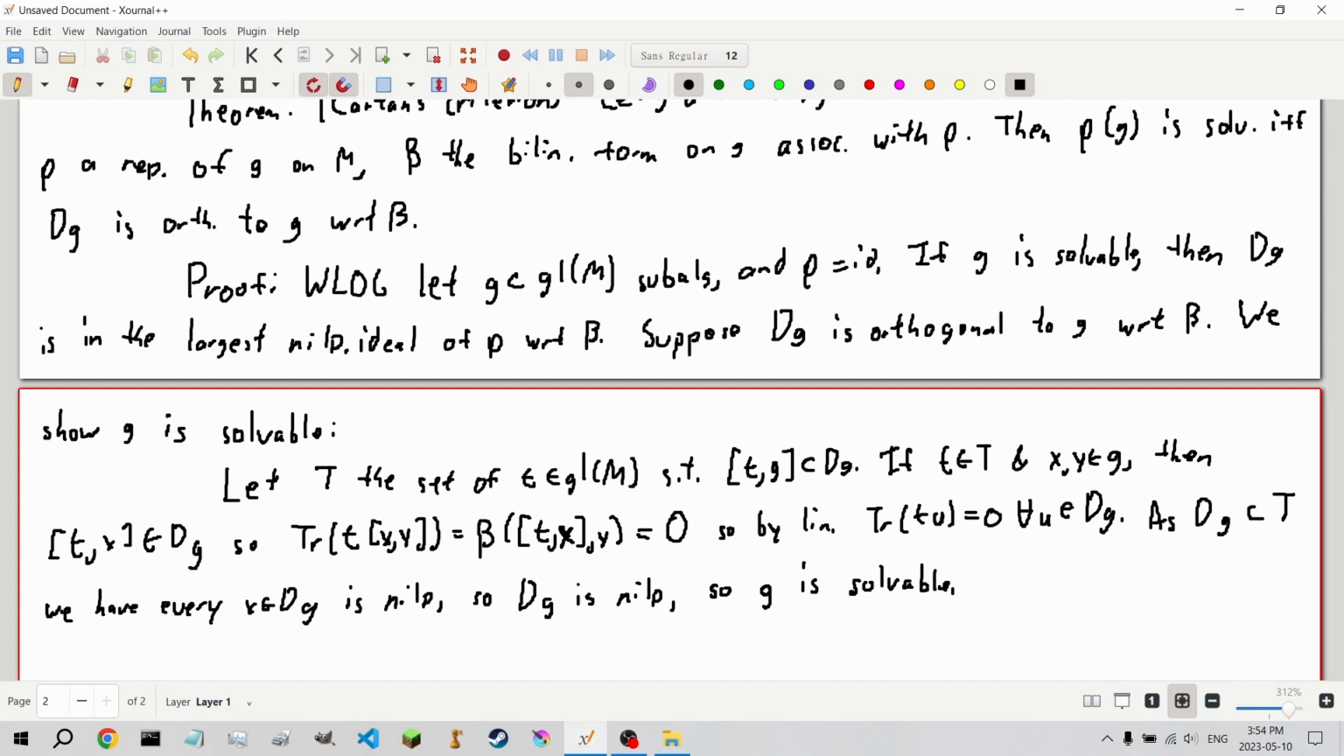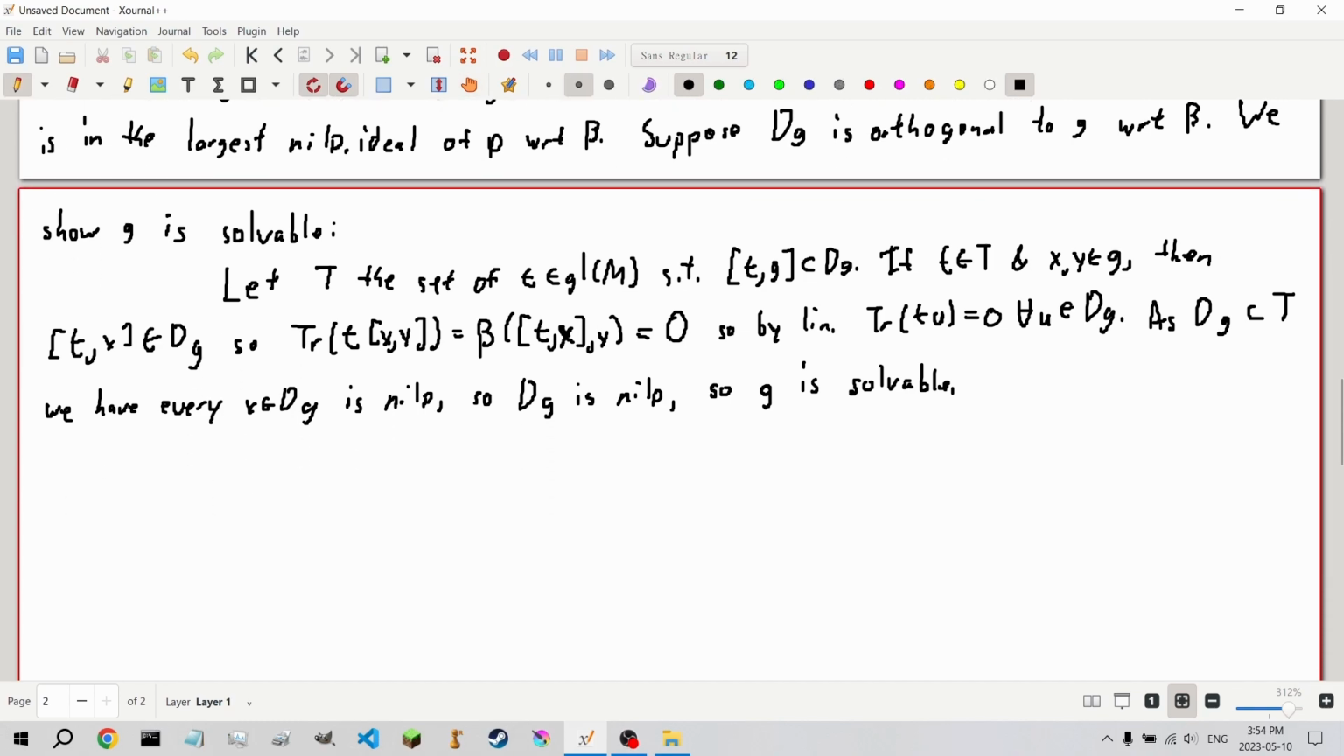Now, the next section is further properties of the radical. And once again, we start out with a proposition. I don't know if we actually did that last time, but we're doing this time.